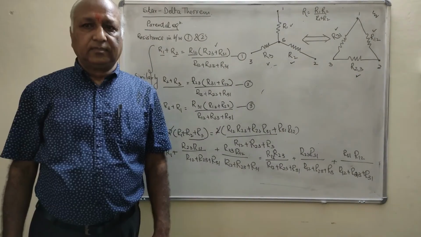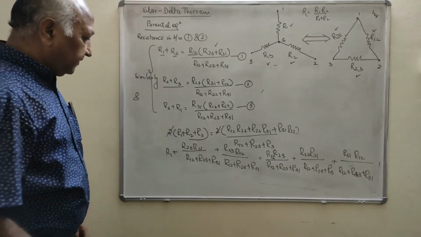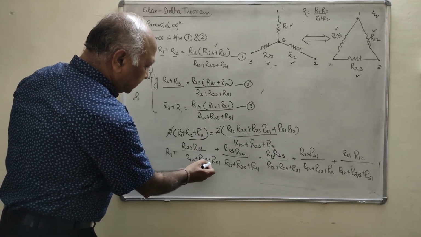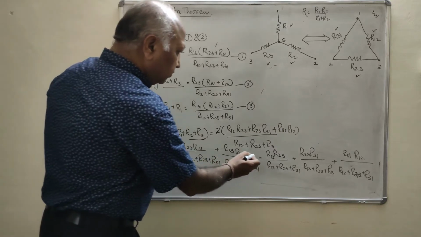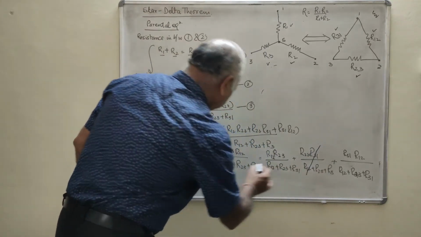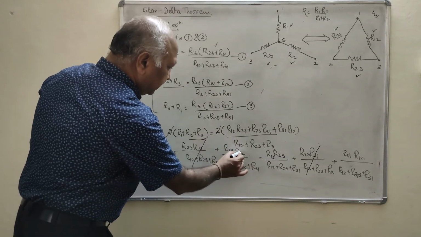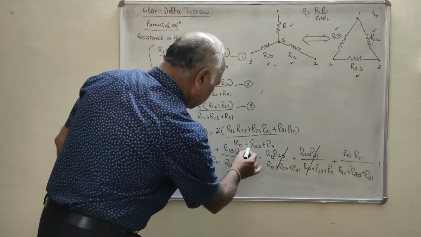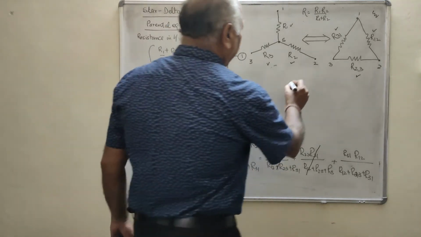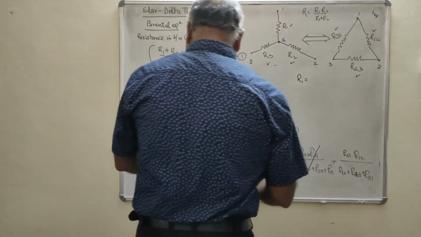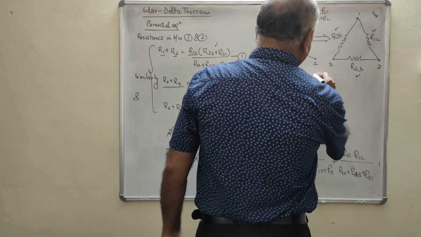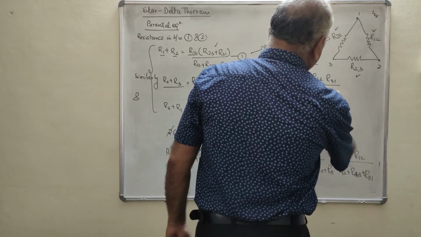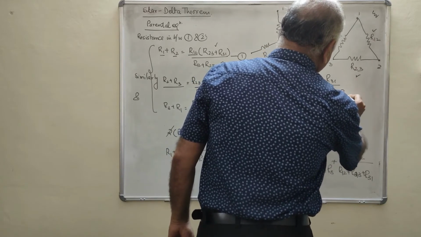Yes. Now you will see R1 plus R23 R31 upon R12 plus R23 plus R31. Here R23 R31 is cancelled out. Similarly R23 R12 is also cancelled out. Clear? Then you will get the value of R1, which is equal to R12 R31 upon R12 plus R23 plus R31.